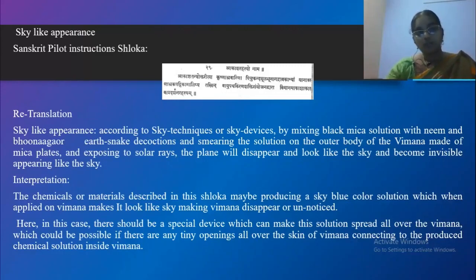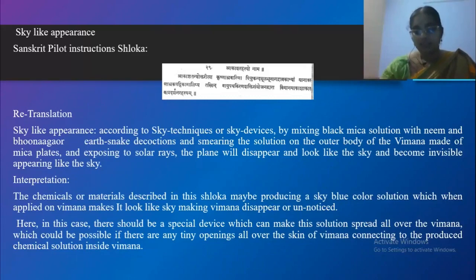So according to sky techniques or sky devices, by mixing black mica solution with neem and bhunagar, earth snake decoctions, and smearing the solution on the outer body of the Vimana made of mica plates, exposing it to solar rays, the plane will disappear and look like the sky and become invisible, appearing like the sky.